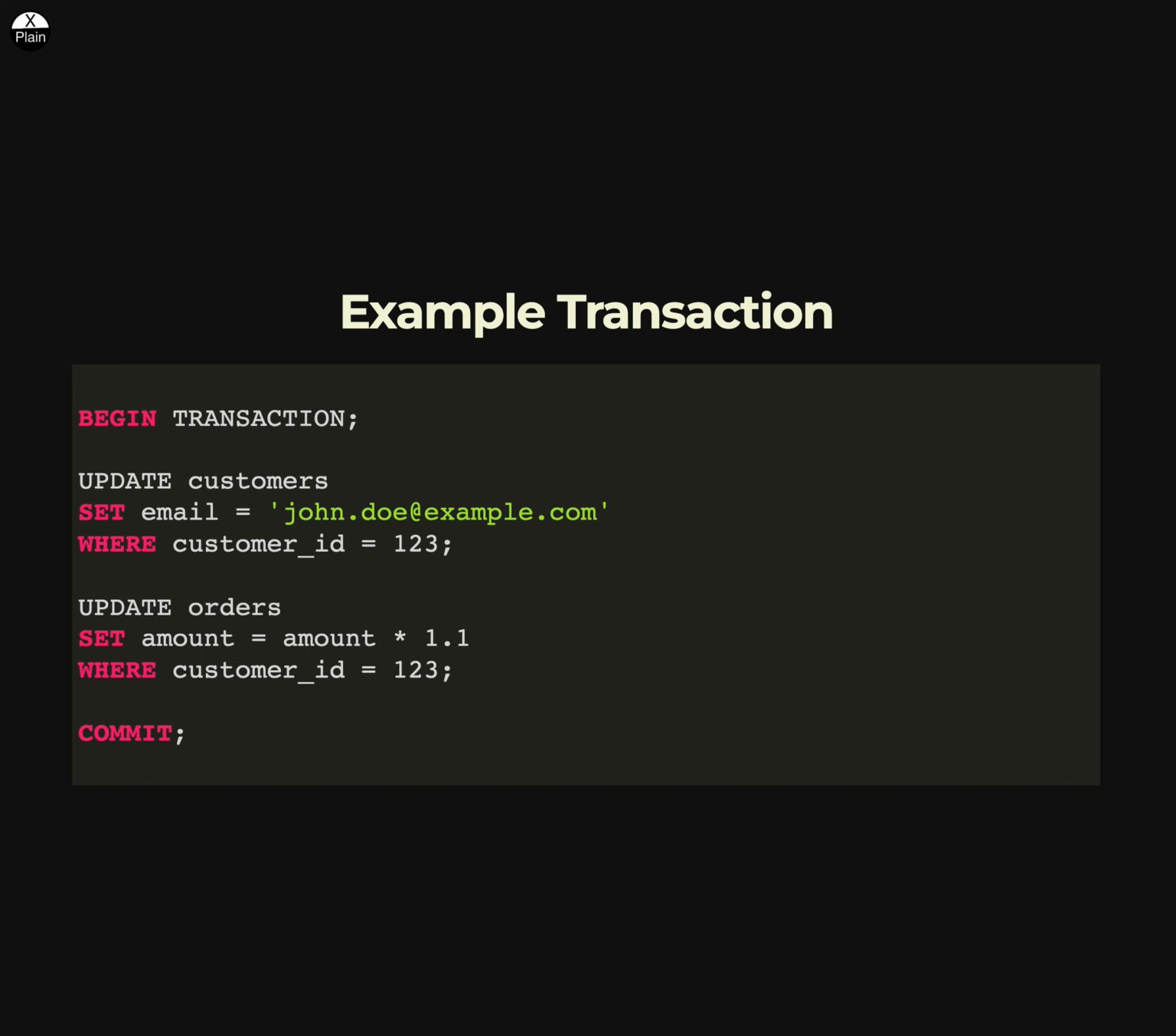If an error occurred during the execution of either of the update statements, the transaction would be rolled back and the changes would be undone. Transactions are a powerful tool for ensuring the integrity of a database and are an essential part of SQL. It is important to understand how to use transactions properly to ensure that your database remains in a consistent state.